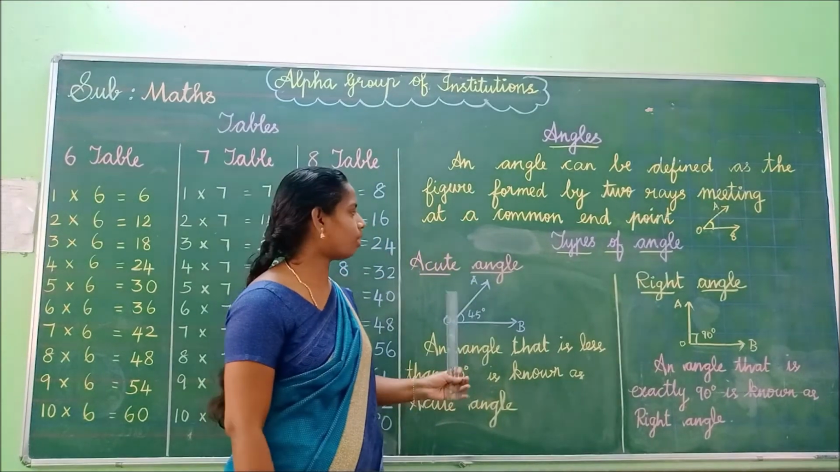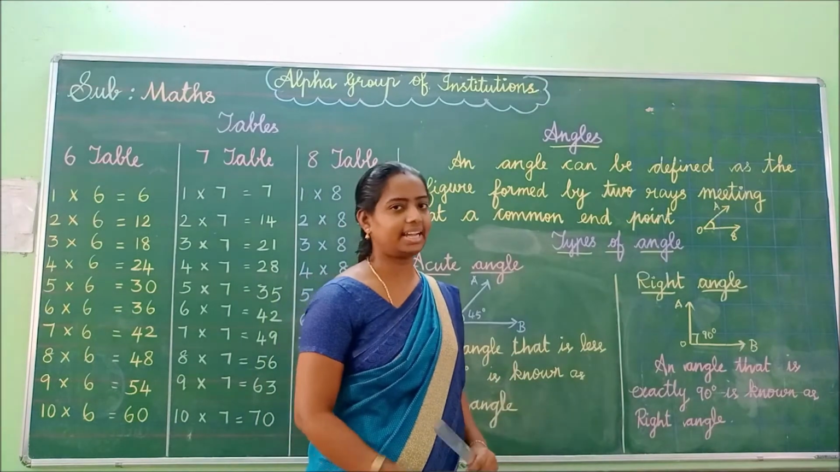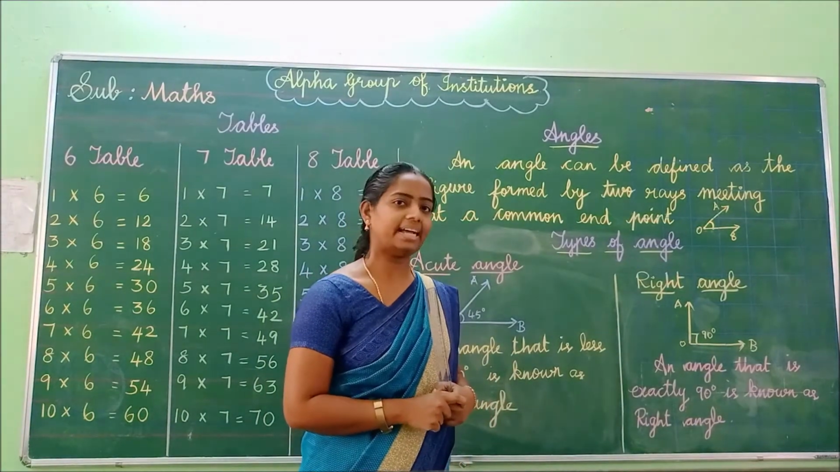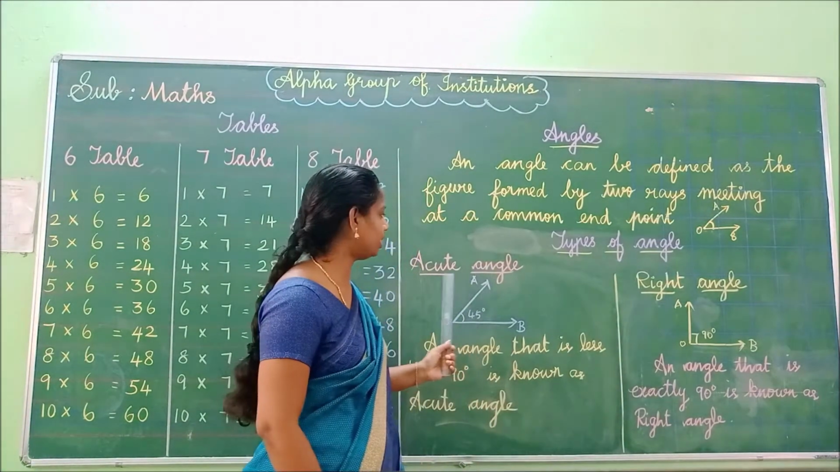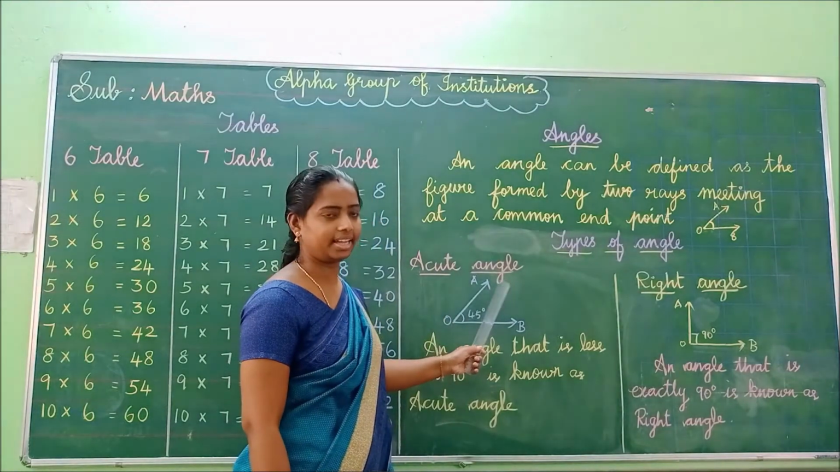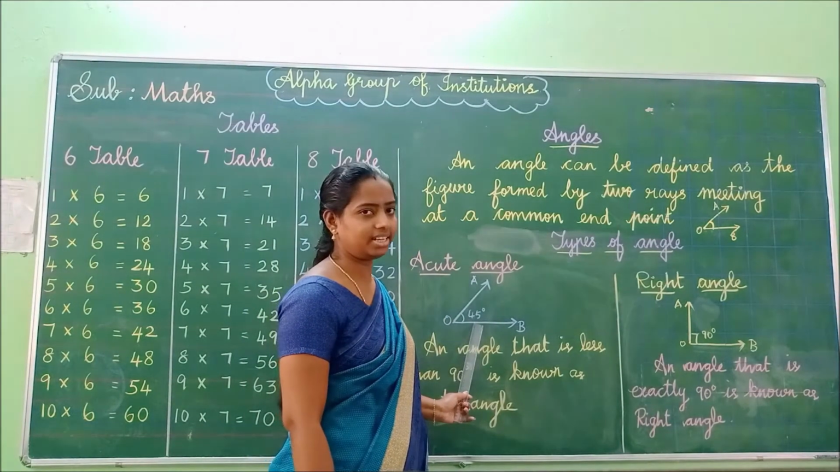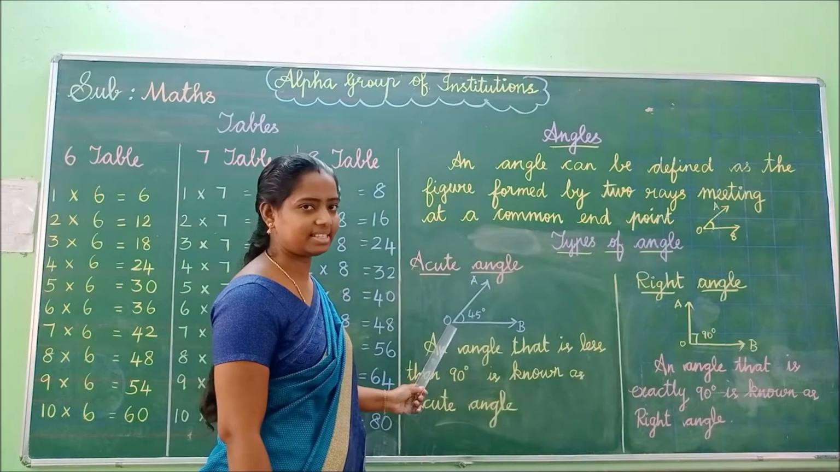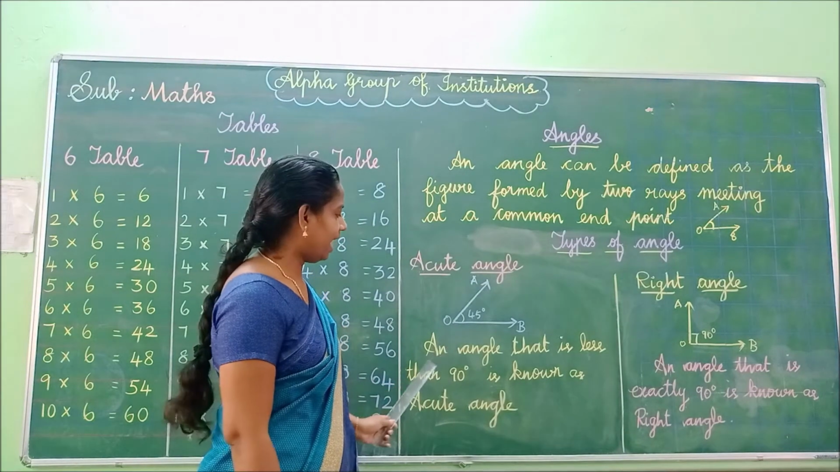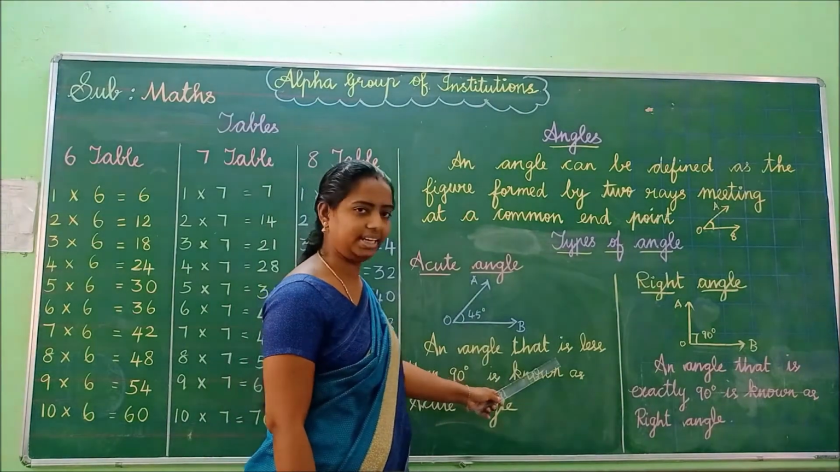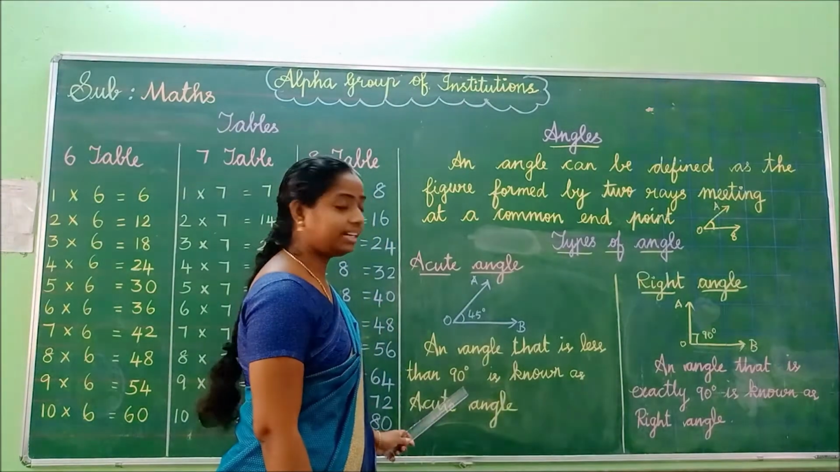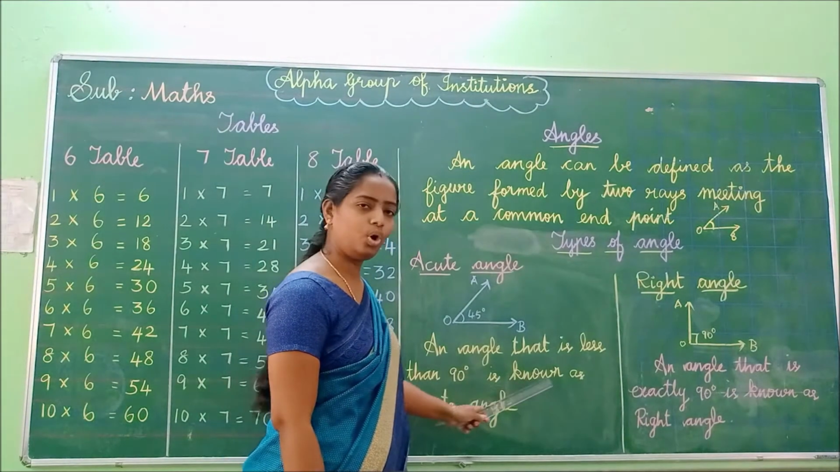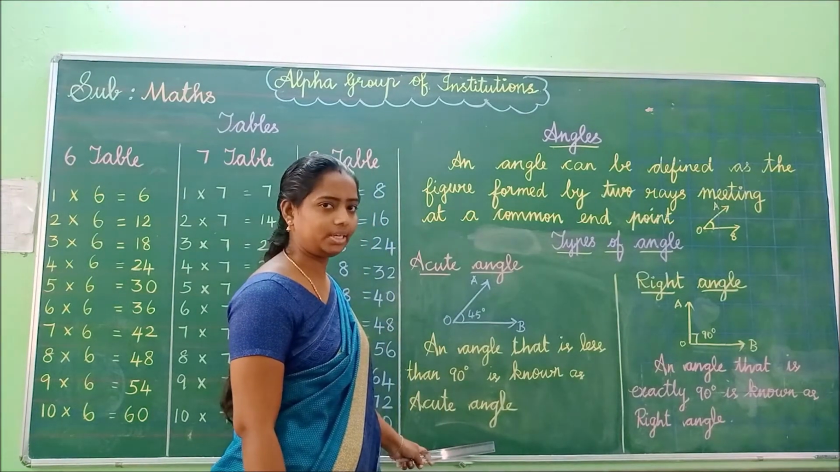Here we are going to see definitions of acute angle, right angle, obtuse angle and straight angle. See, what is it? Acute angle. I have drawn a figure here, isn't it? It is less than 90 degrees. So we are saying this is an acute angle. An angle that is less than 90 degrees is known as an acute angle.